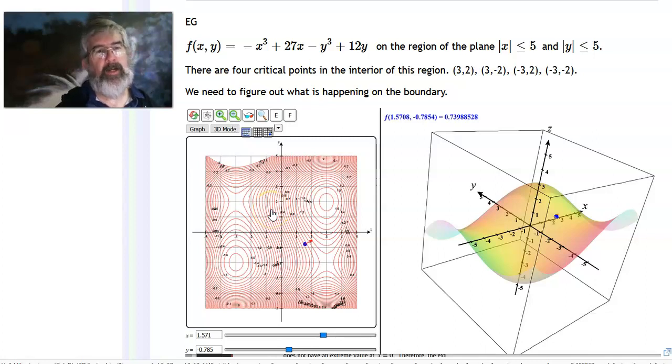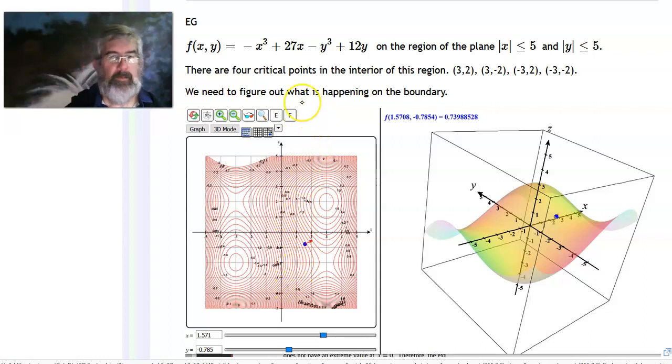Yes, the function is defined outside of that region as well, but for just now I'm interested in the square where x is between -5 and 5 and where y is between -5 and 5. And I want to know on that region, what's the highest point? What's the lowest point? What's the highest function value? What's the lowest function value?